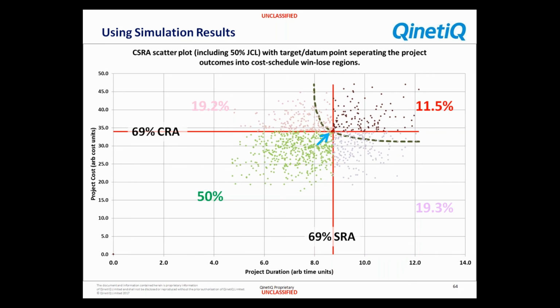Interestingly, if we have a look at where that sits in terms of the individual cost and schedule risk analysis, it's around the 70th percentile. So if you're doing them individually, to give your project managers half a chance, you really need to set it up there at the 70th percentile or greater.